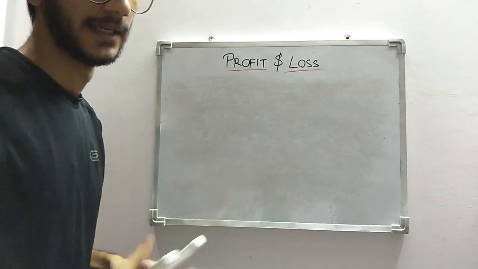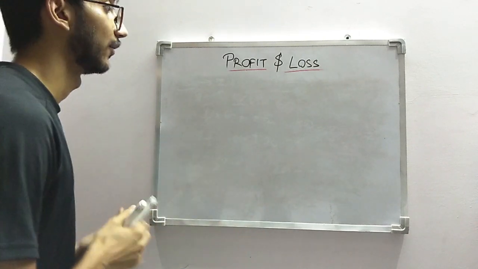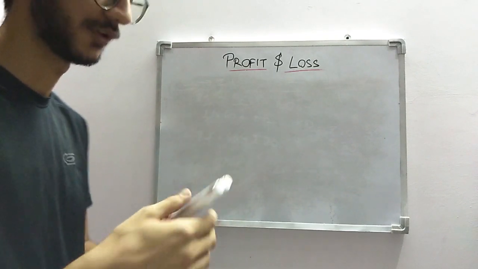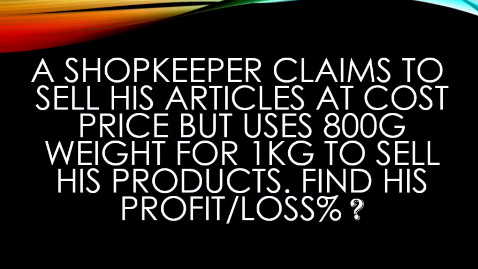So the next pattern is asked in kind of false weight. It is the most difficult, I would say, out of all the profit and loss cases. So you have the question on your screen: a shopkeeper claims to sell his articles at cost price but uses 800 grams of weight instead of 1 kg. That means if I go and buy 1 kg of rice from him, he'll tell me that it is 1 kg, but the actual weight of that 1 kg is not 1 kg, but it will be 800 grams. Right? So what is the profit percentage?